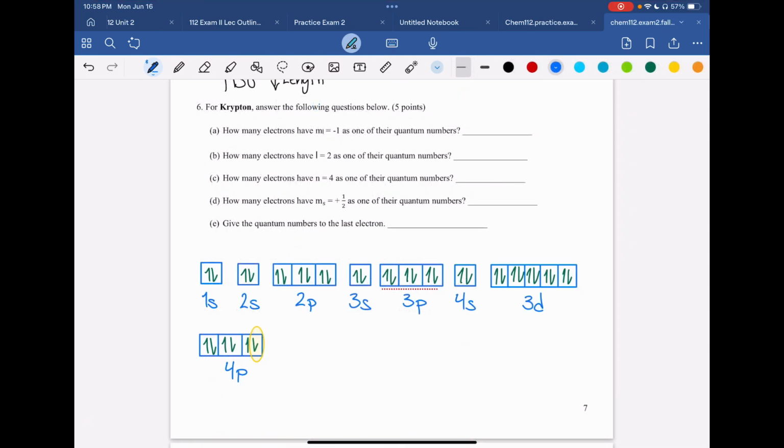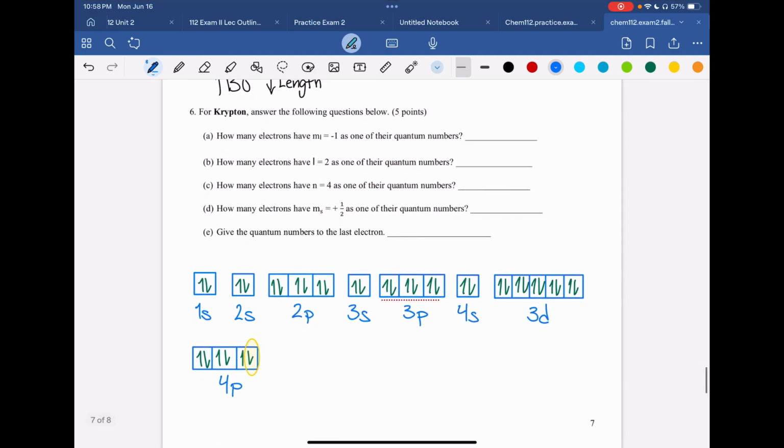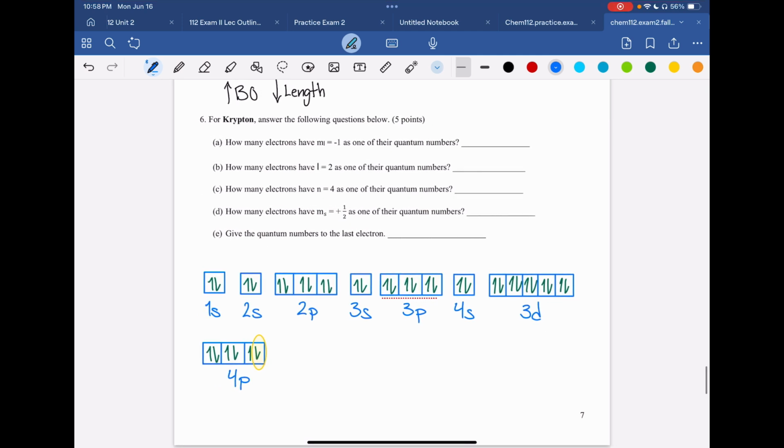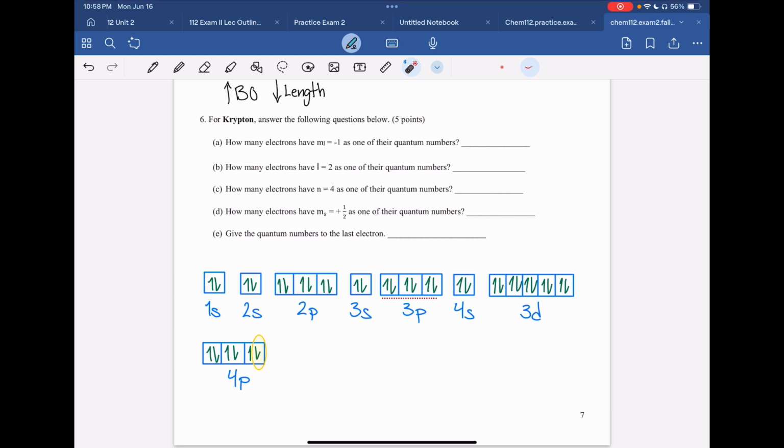Finally, the last question. This is quantum numbers, and I went ahead and already gave you the electron configuration of krypton. Krypton is a noble gas. You can find it on the top right of the periodic table. And you always give the quantum numbers of the last electron. So I like to solve this question first, so I'm going to skip all the way to that.